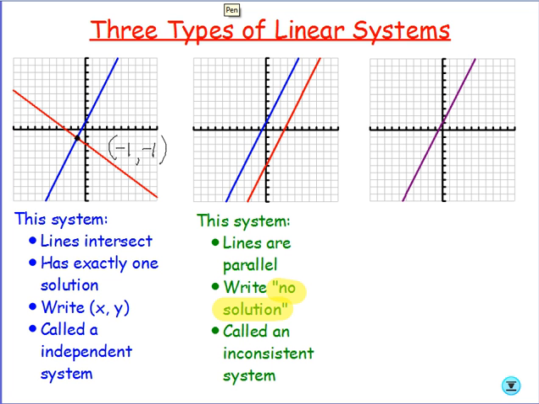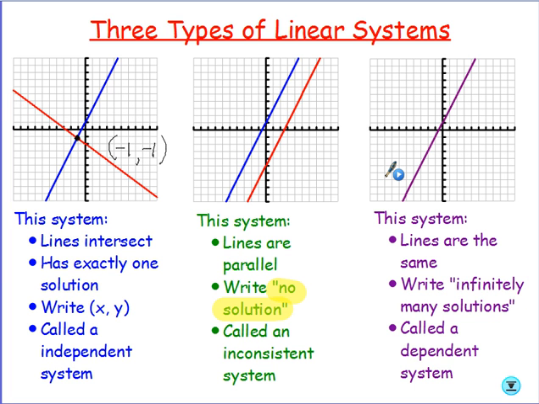Our final system, as you notice, we don't have a blue and a red line. But the reason for that is they're right on top of each other. If you put blue and red on top of each other, they mix together to make purple. There's actually 2 lines there. They just happen to be the exact same line. In this system, the lines are exactly the same.